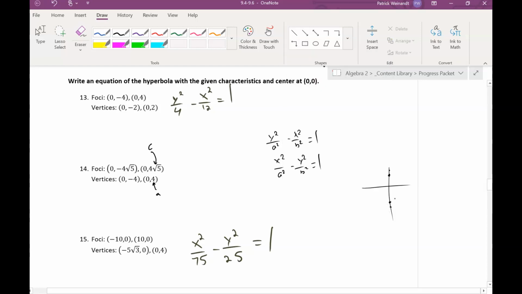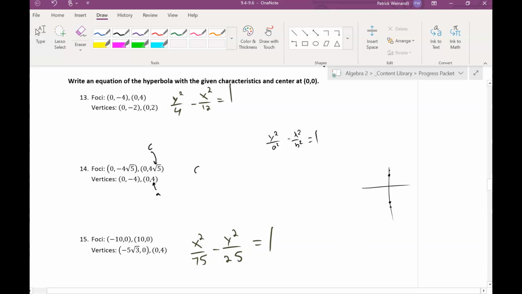Okay, since it has a vertical major axis, you know that the equation you're looking for is going to be y squared minus x squared, where a goes under that y. Since y is our positive value, we know it's going to have a vertical major axis. So we know our a, we know our c, let's find our b.